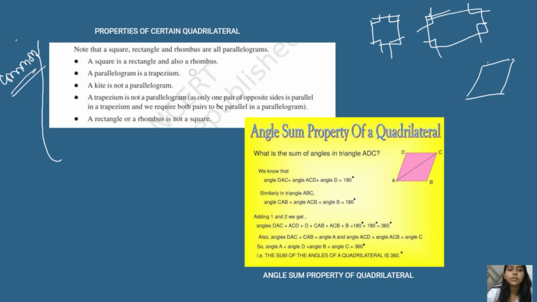Square, rectangle, rhombus, all of these are parallelograms. Then a parallelogram is a trapezium because what is a trapezium? A trapezium is basically something having two parallel sides. So a parallelogram also has parallel sides. A kite is not a parallelogram. Why? Because in the case of a kite, two adjacent sides are equal, but in the case of a parallelogram, opposite sides are equal. A trapezium is not a parallelogram because in the case of a trapezium, only one pair is parallel and the other pair is non-parallel, whereas in the case of a parallelogram both the opposite pairs are parallel to each other.